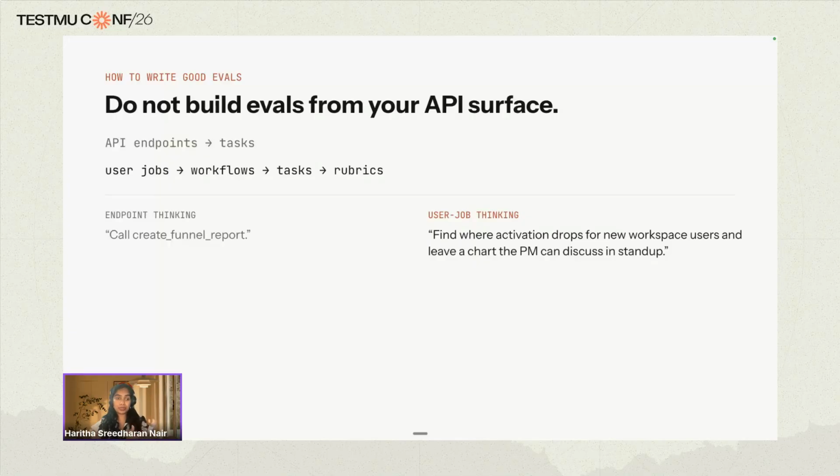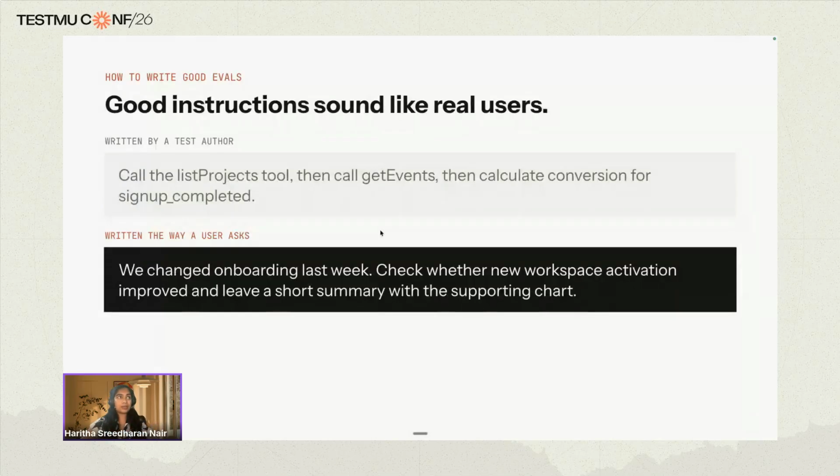The same thing works for evals too. If you take an API endpoint or a more engineering task and create an eval, that's not going to be sufficient. The right way to do that is to think about the user job and what the user is trying to accomplish with your product, and write your eval or your prompt based on that. So a good instruction sounds like real users. Instead of saying, call this tool, get XYZ and calculate whatever, say something like, hey, we changed onboarding last week, check whether XYZ happened, leave a short summary. This is how a user prompts, and it needs to reflect that.